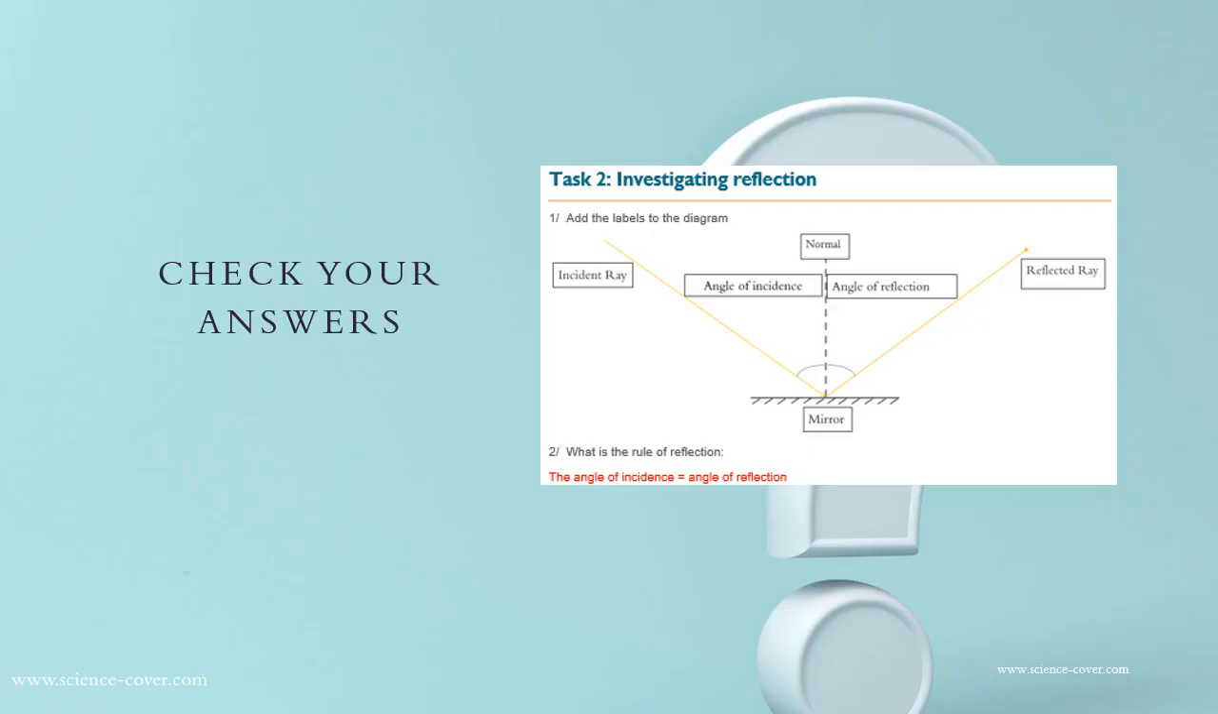Let's check our answers. Number 1, we had to add the labels to the diagram. The mirror is marked at the bottom of the image, and the incident ray is coming in from the left-hand side. The reflected ray is reflecting off the mirror and exiting on the right-hand side.